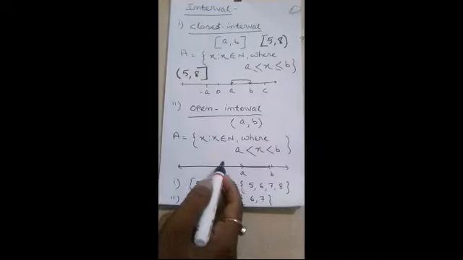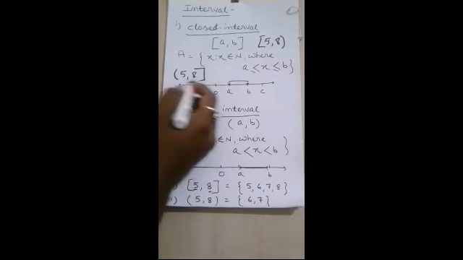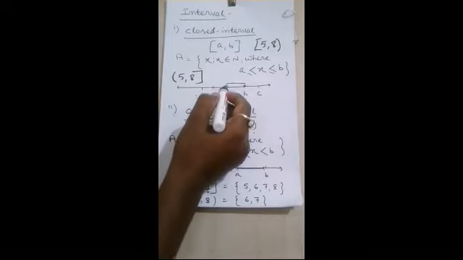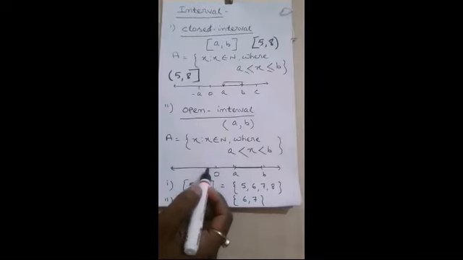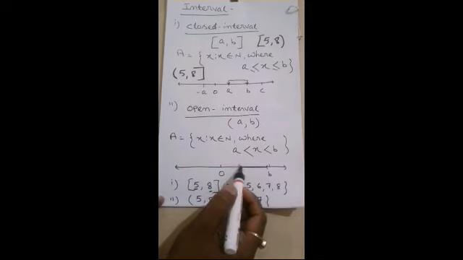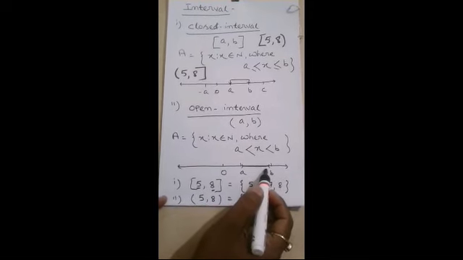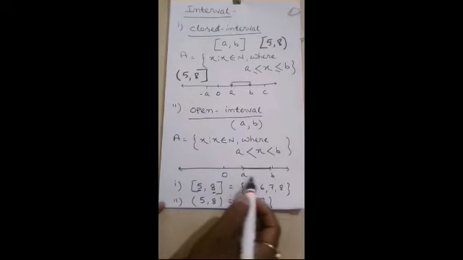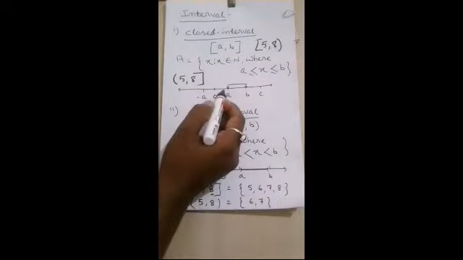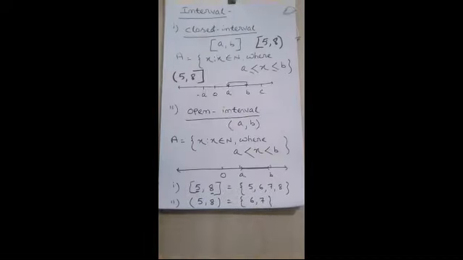So these are the intervals. If an interval is given, they may ask you to draw it on the number line. If it is a closed interval, you will touch the number. And if it is open, you can see that I have not touched A. Before A I have taken, and here it is ending before B. So this is an example of open interval. Here A and B are not included, but in a closed interval A and B are included.